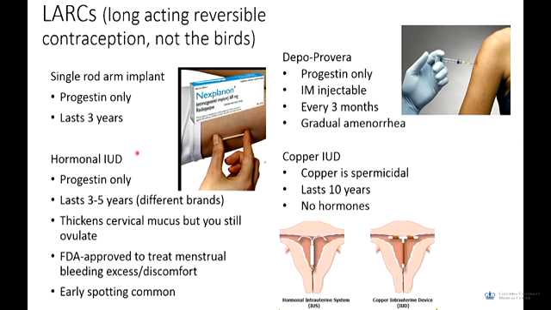There's the Depo-Provera, which is a shot that you get every 3 months, also only progestin, and you gradually lose your period. And then there's the copper IUD, where there's no hormones. The copper is spermicidal, and it lasts 10 years. And so shown here are the IUDs sitting happily in their new uterus homes.